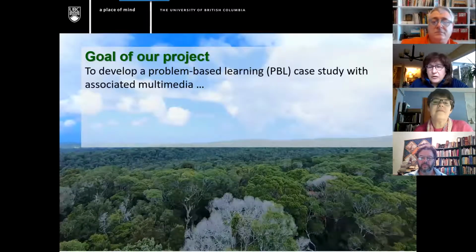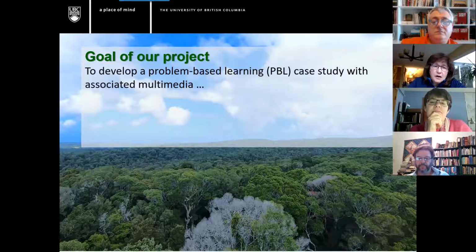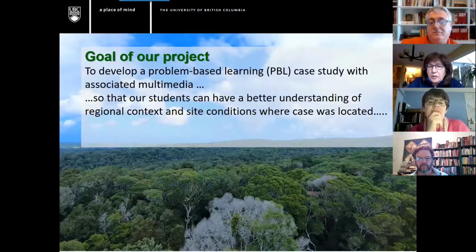The goal of our project was to develop a problem-based learning case study that also has accompanying multimedia. The reason for that combo is to help our students get a better context in which the case was situated, so that they can understand the place and site conditions and other socio-economic conditions of the forestry in the region, climate, topography, and other things that are of relevance when one is developing management practices in forestry.